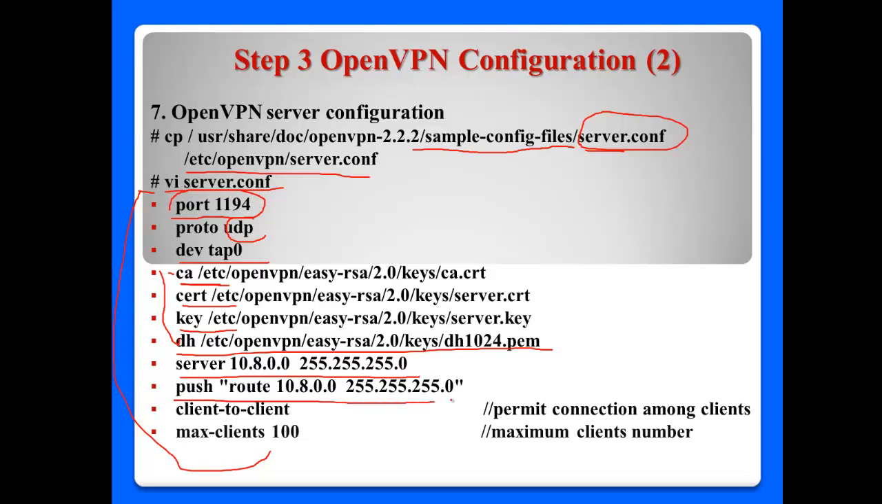So using this command, normally we need to push this network address to the network. And client-to-client means permitted connection among clients. If we do not activate this option, even if we are successful in making a connection between server and client, the connection between client to client cannot be made. And if we want to give the exact max client number, then here we can configure like this.